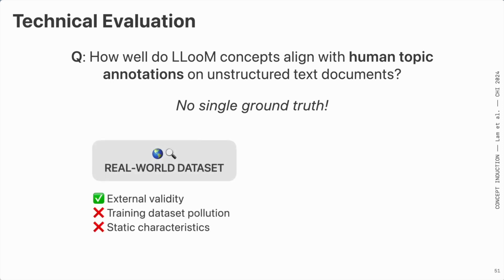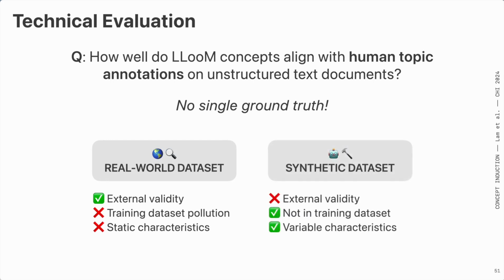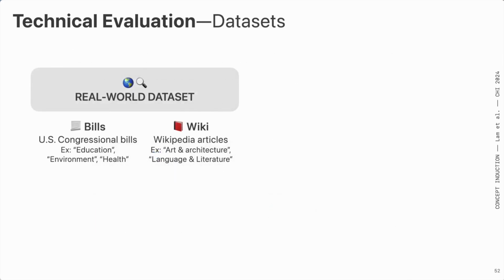We ran evaluations on both real-world topic modeling benchmark datasets as well as synthetic datasets. While real-world datasets are the best for external validity, in our scenario, there are risks that LLMs may have memorized the labels from the pre-training data. Additionally, these datasets have static characteristics, which make it challenging to study how changes to the text might impact system performance. We thus add synthetic datasets that address these gaps and let us experimentally vary document characteristics. Our paper discusses more details on the datasets and our synthetic data generation method.